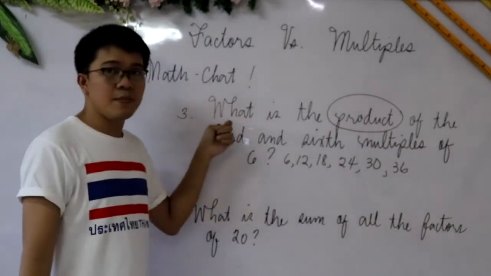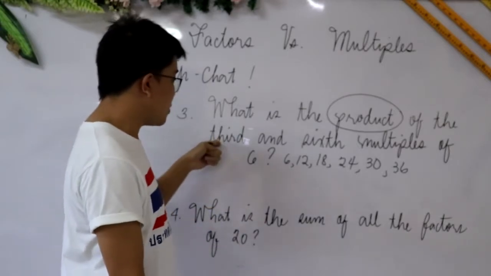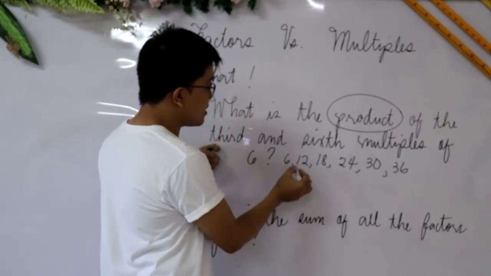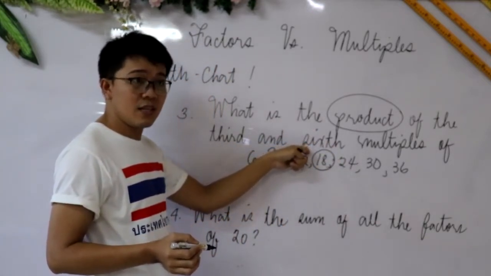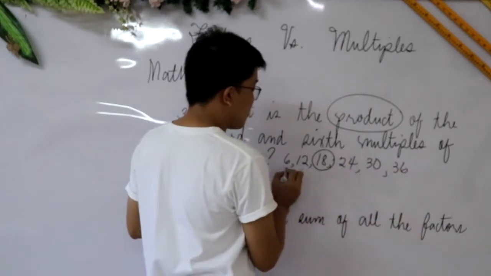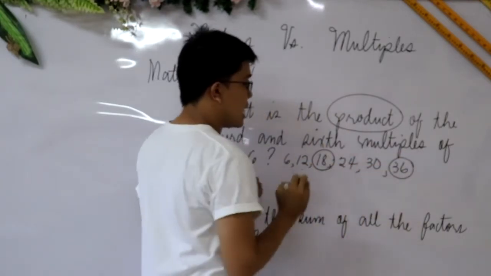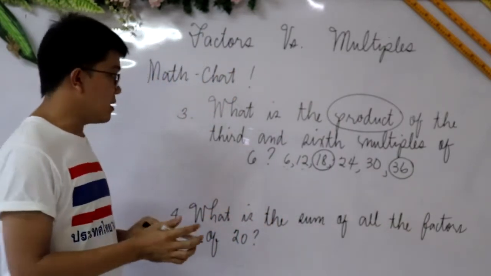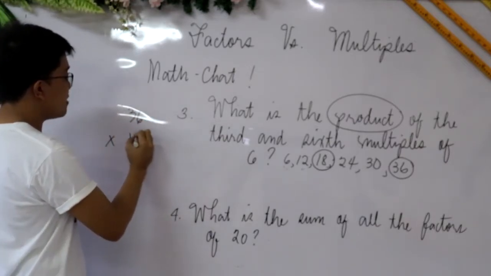Now according to the problem, we will get the product of the third multiple and the sixth multiple. What is the third multiple here? From the left, first, second, third, it's 18. And what is the sixth multiple here? It's 36, because first, second, third, fourth, fifth, and sixth. Now it's time for us to get the product of 36 and 18. What is 36 times 18?